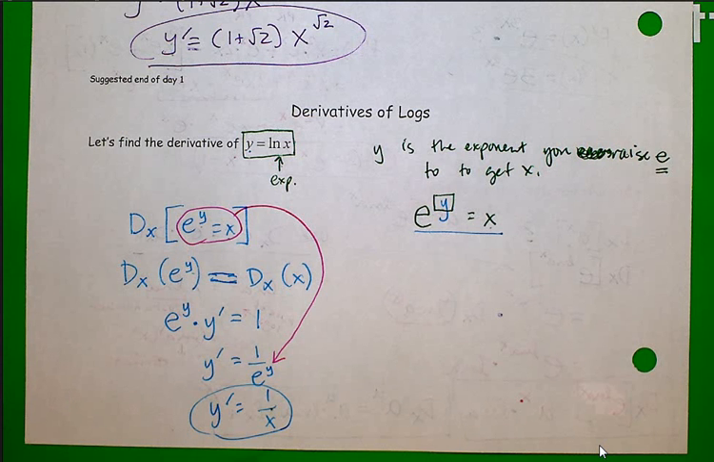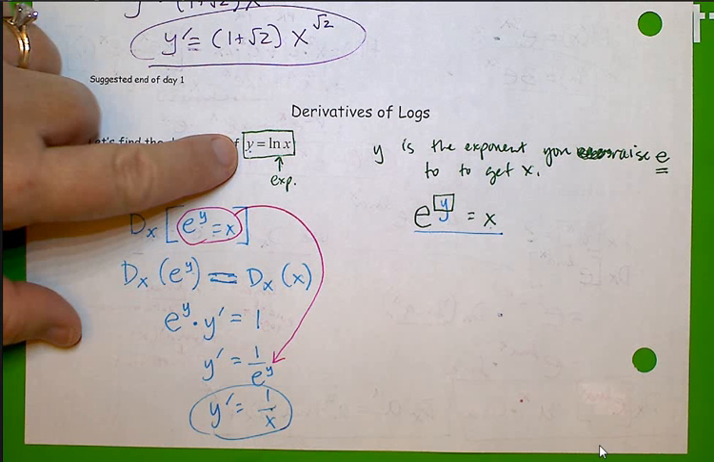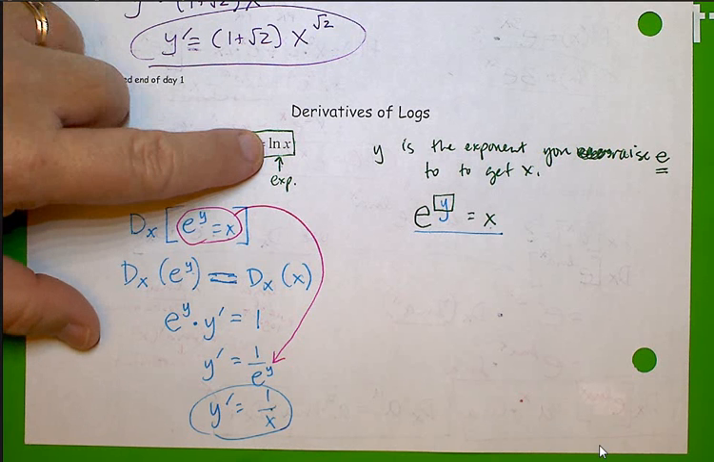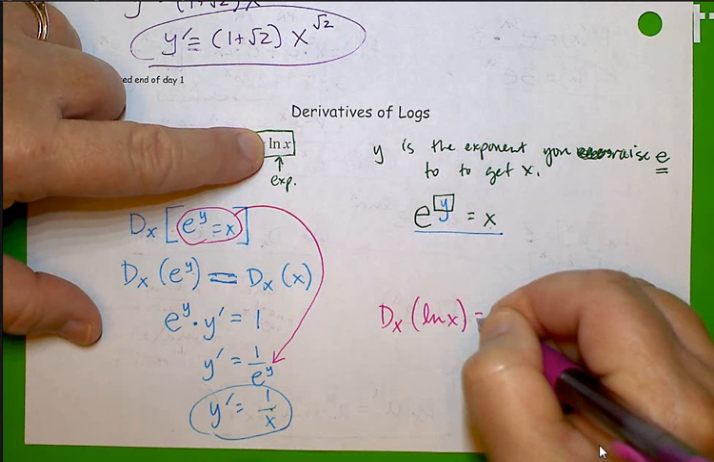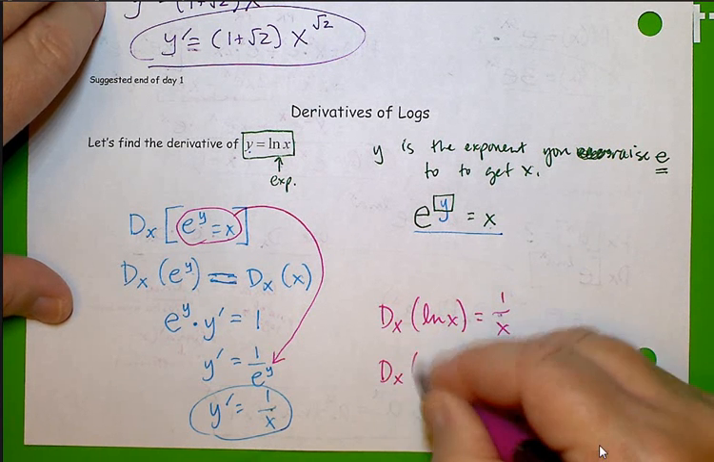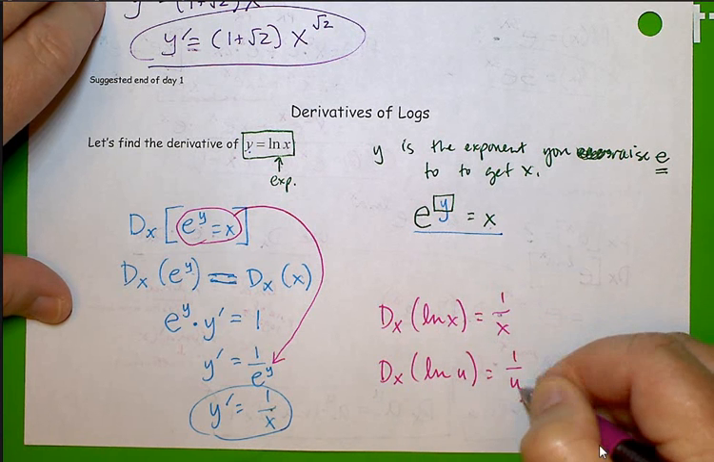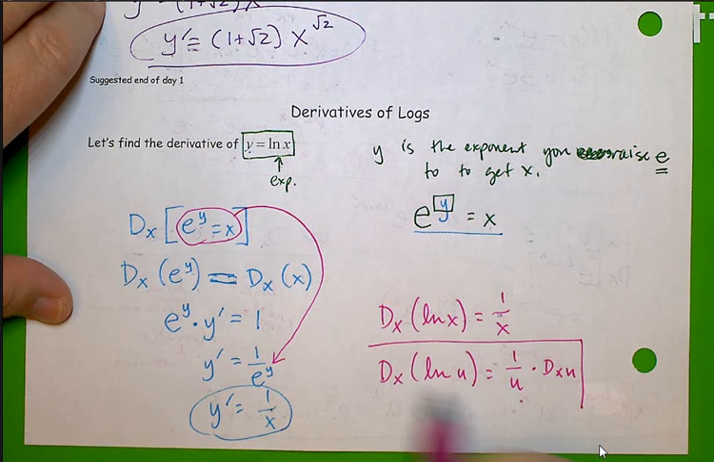So what did we have? We were working from y equals natural log of x, so the derivative of natural log of x equals 1 over x. Let's write it generally. The derivative of natural log of u equals 1 over u times d/dx of u. Alright, that we need to memorize.